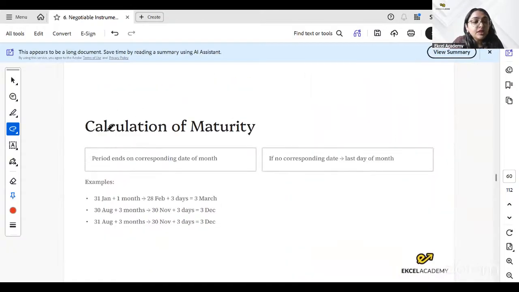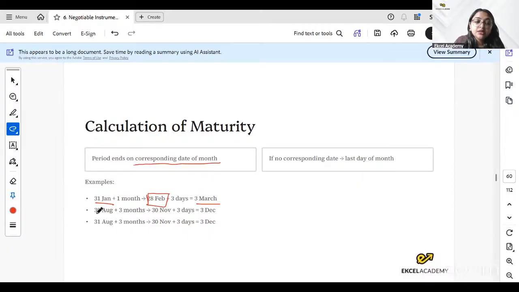How do you calculate maturity? The period ends on the corresponding date of the month, and if there is no corresponding date, on the last day of the month. Let's say, for example, the 10th of every month, it means 10th January plus 3 days, 10th February plus 3 days. If there's no corresponding date, 31st January plus 3 days, 30th August plus 3 days. Let's say 31st January plus a maturity of 1 month. What is 1 month after January? February does not have 31 days, it has 28 days. So 28th February plus 3 days is going to be 3rd March.